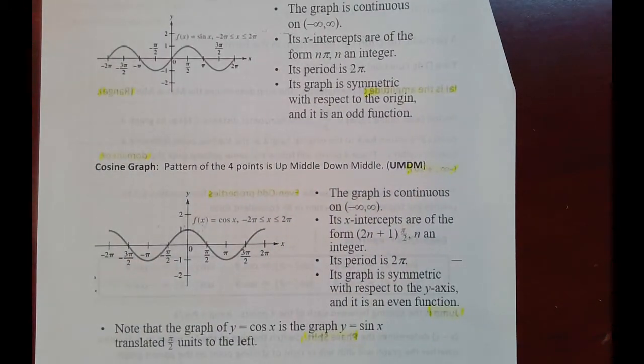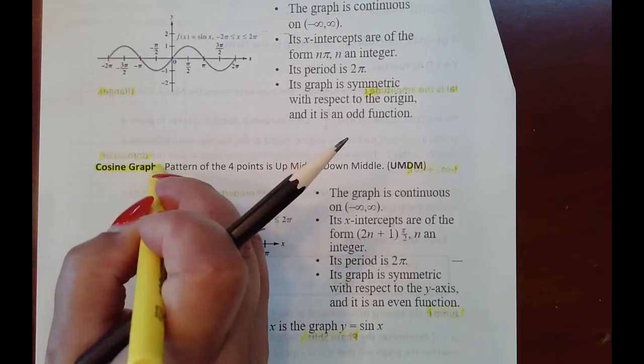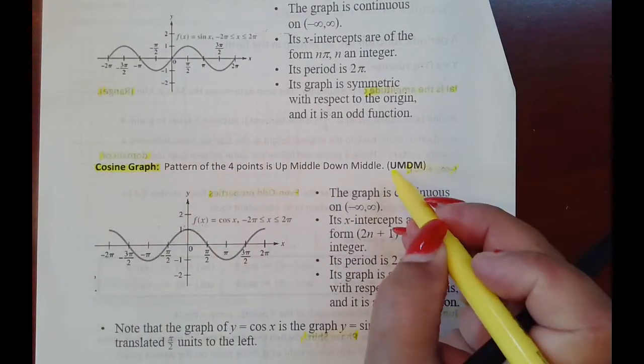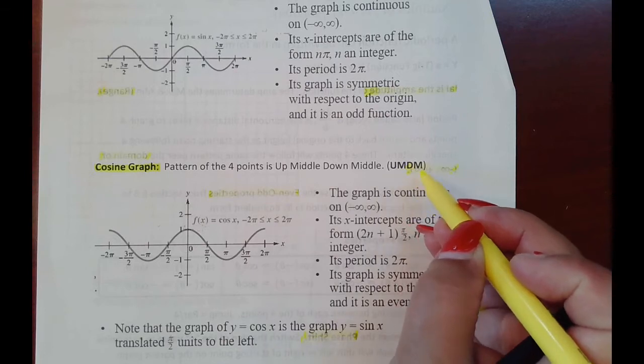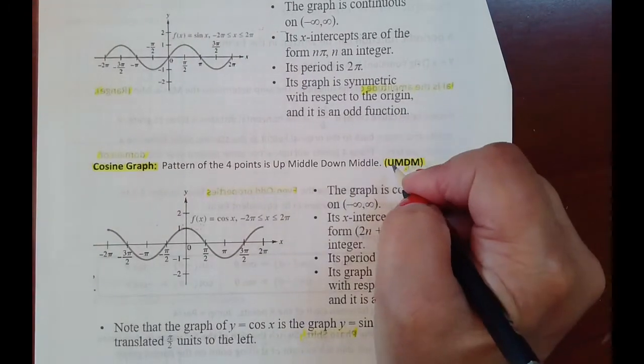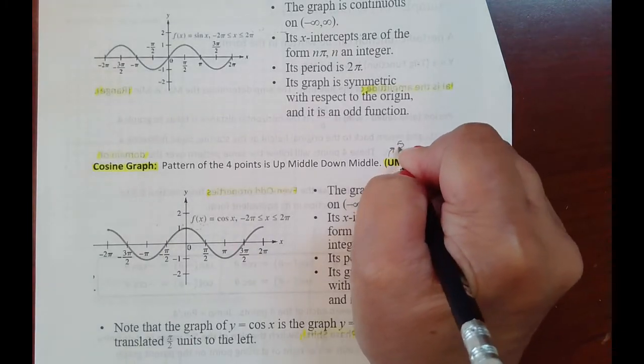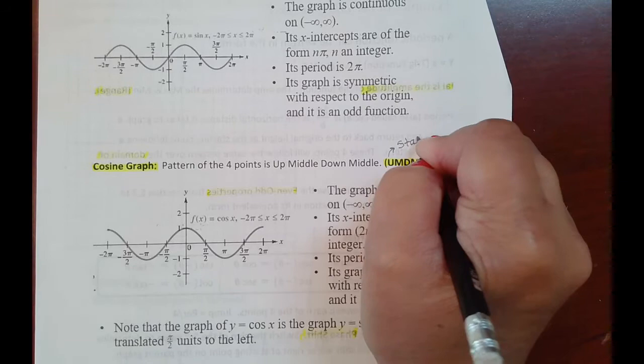The cosine graph, on the other hand, has a pattern called upper, middle, downward, middle. So this one has a different pattern. Every single time I do a problem, I'll restate the pattern just so you can get used to them. Again, whatever the first letter is, that's the level that your start point will be at.